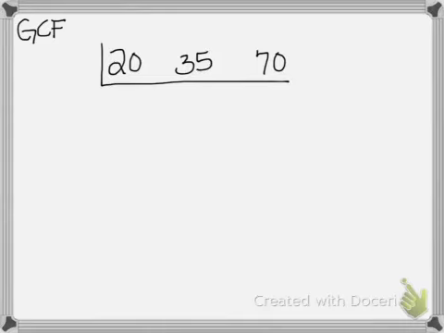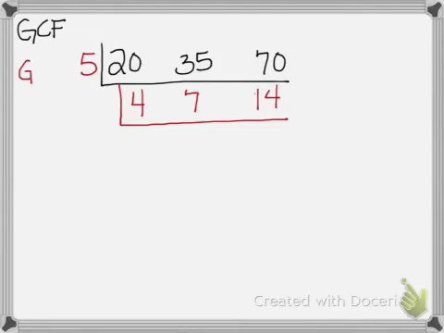So I know that 5 can divide 20 because it ends in a 0, 5 can divide 35 because it ends in a 5, and 5 can divide 70 because it ends in a 0. So I am going to divide these by 5. 20 divided by 5 gives me 4, 35 divided by 5 gives me 7, and 70 divided by 5 gives me 14. Okay, now let's see if there's another number that can divide 4, 7, and 14. And there isn't. So my GCF here is 5.